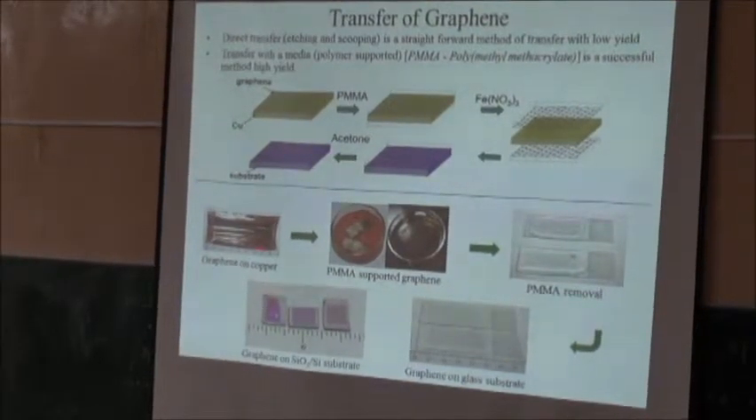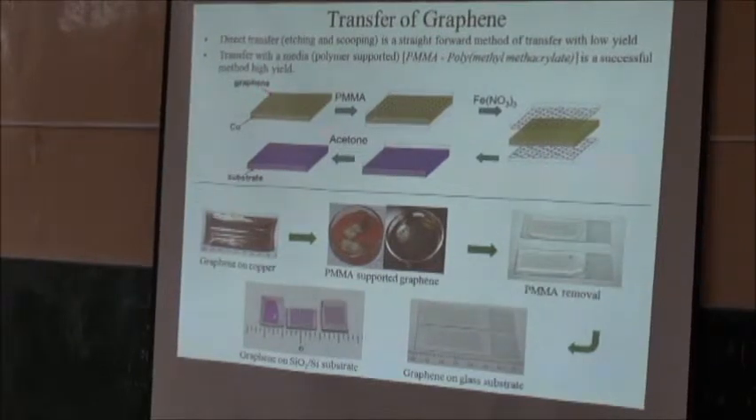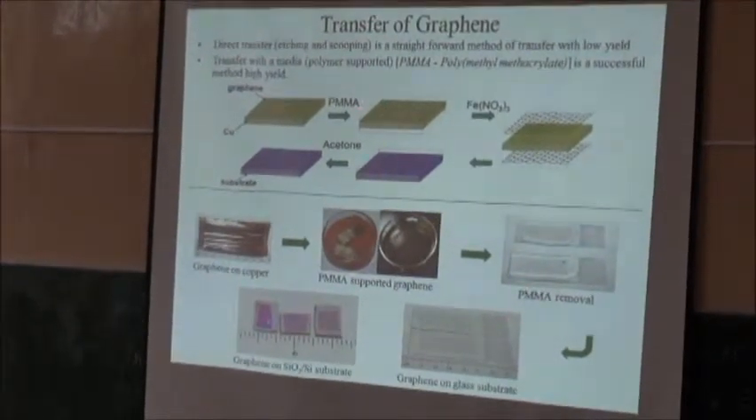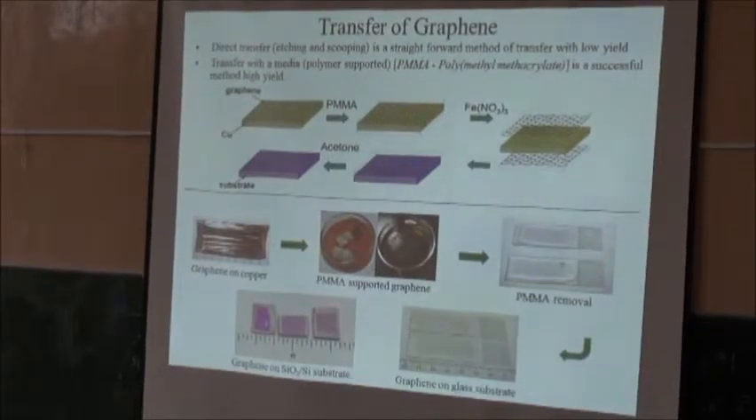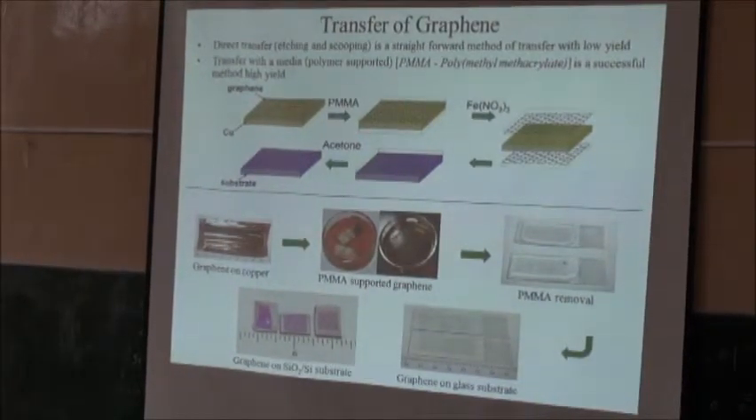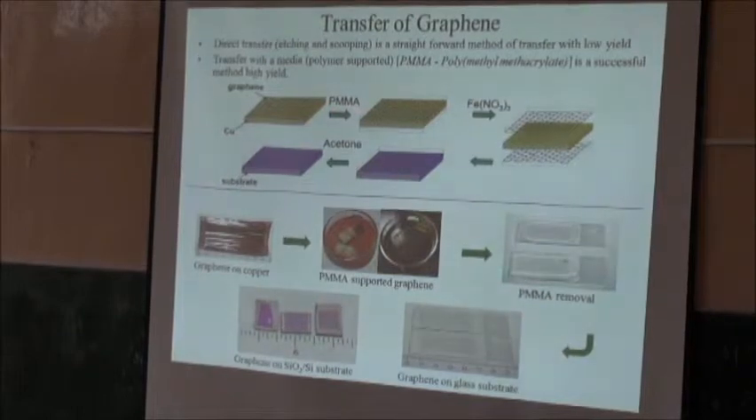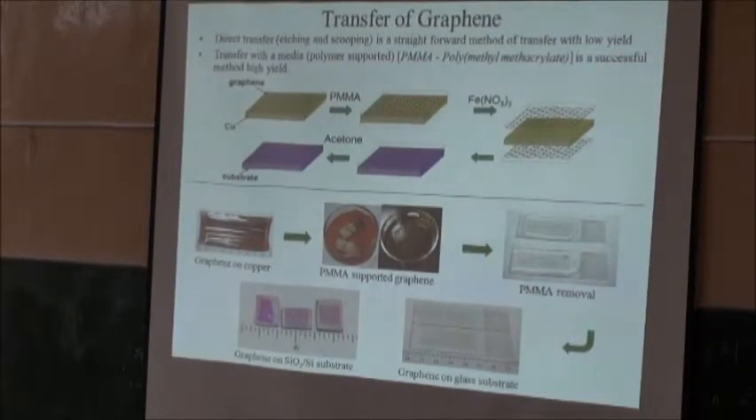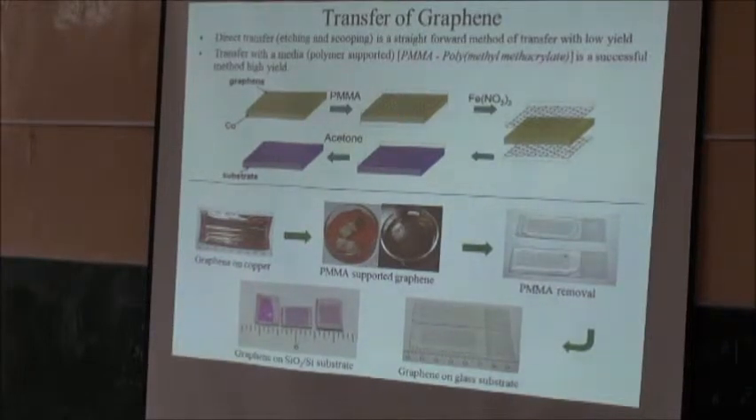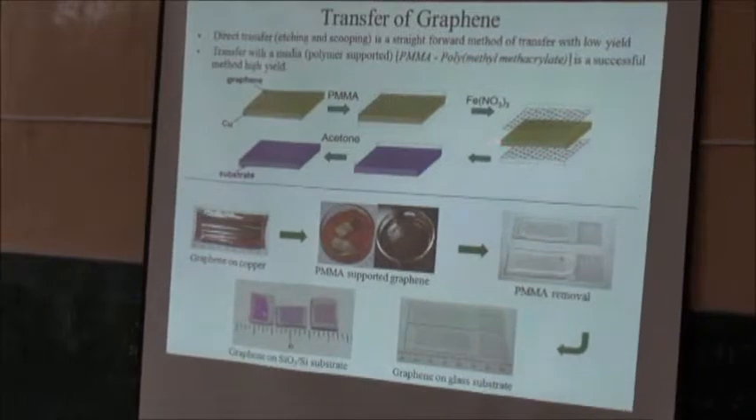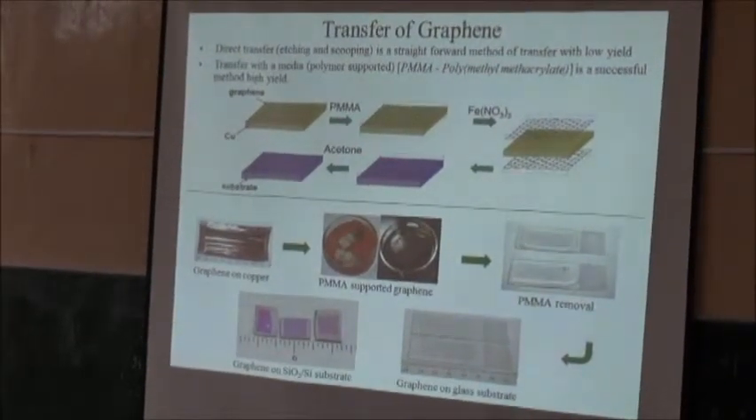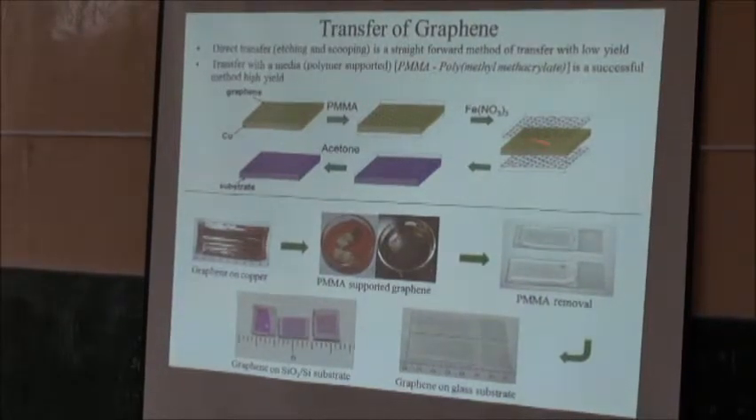So how do we do that? This is your copper, and we have the graphene on that one. First we deposit some polymer. This is PMMA, polymethyl methacrylate. We spin coat this polymer onto the graphene. Then we put it in the ferric nitrate solution. Ferric nitrate will dissolve copper. So this copper will be dissolved.